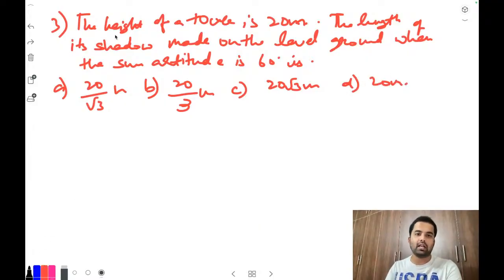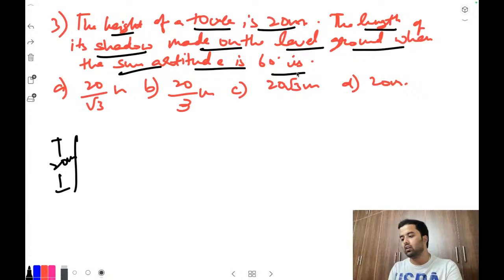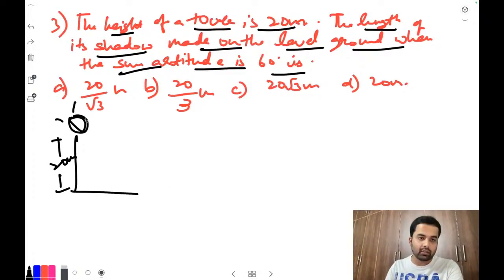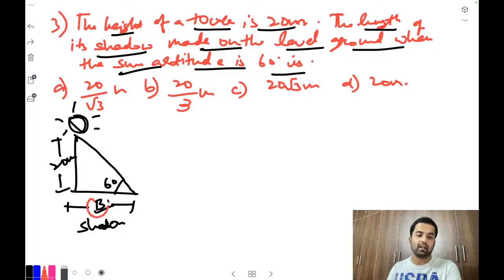Read the short statement. The height of the tower is 20 meter. Fine, we have a tower here which is 20 meter in length. The length of the shadow made on level ground when the sun's altitude is 60 degree. So here we have a theta value. Sun will be here, making a theta degree. What is that theta value? It is 60 degree, and shadow stands for this part only, the base value. This is the shadow part. So mainly the question is asking, what is the base value?